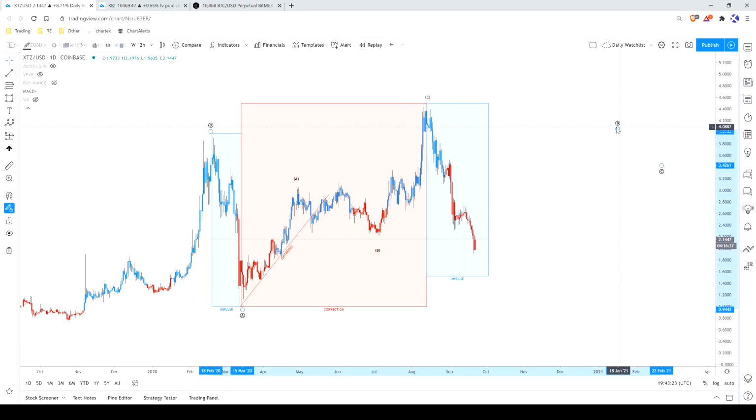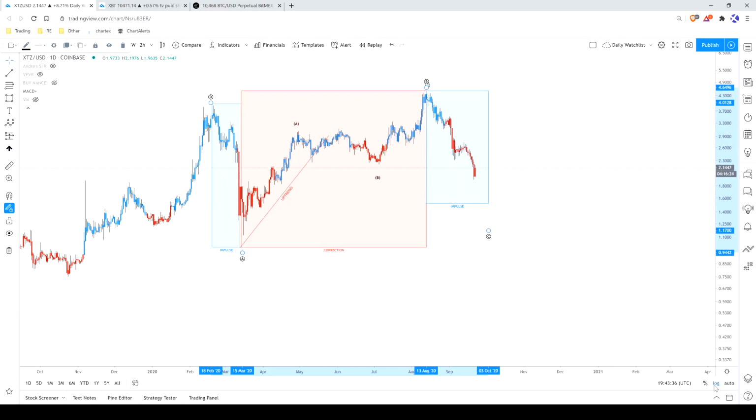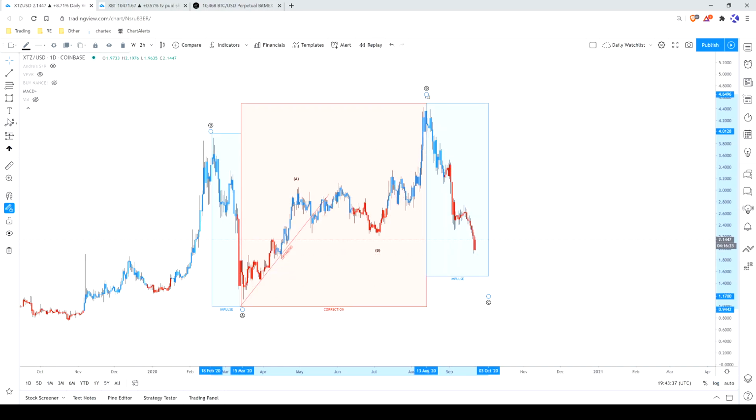But I do believe that this was our impulse correction, and we have a final impulse going in that will end up somewhere in here. I also like this level here as a potential buy zone.